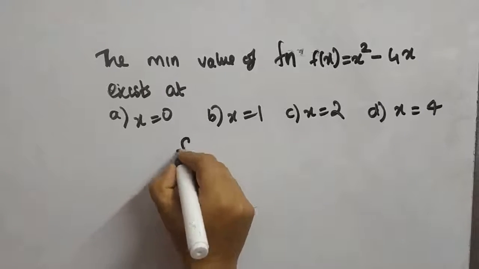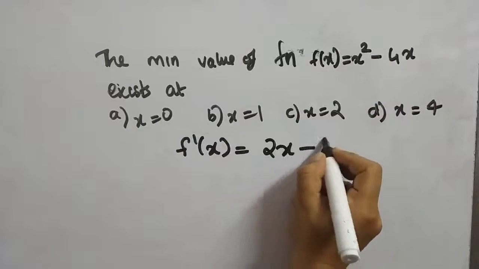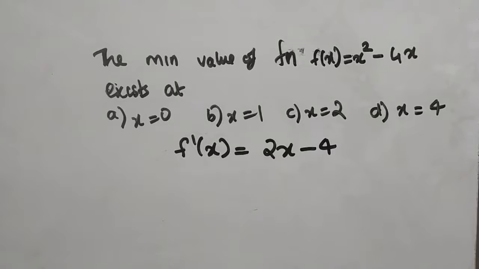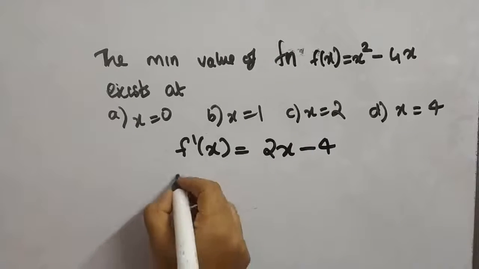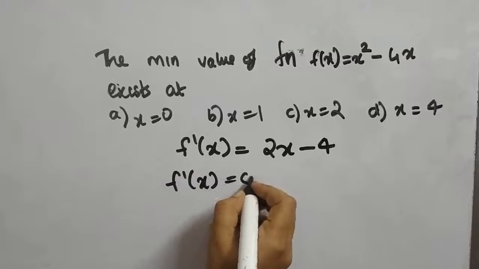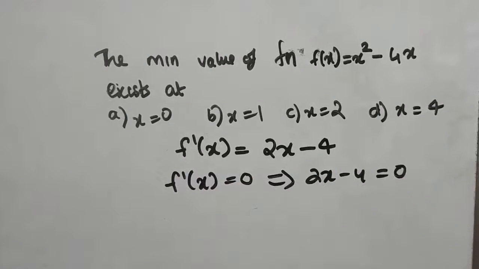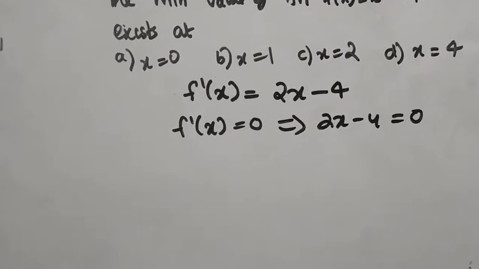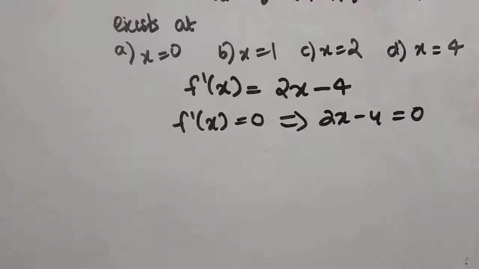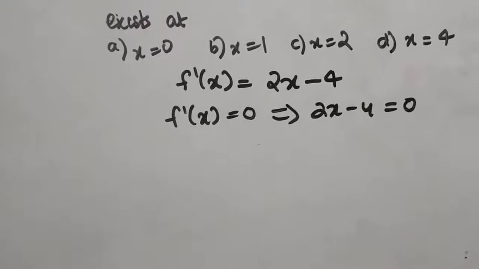First of all, you have to find f dash of x. What is f dash of x? 2x minus 4, isn't it? F dash of x is 2x minus 4. X square derivative is 2x, minus 4x derivative is minus 4. Now next step is f dash of x equal to 0. So that implies 2x minus 4 equal to 0.